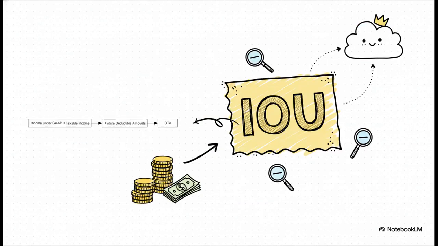And then you have the flip side, a deferred tax asset, or DTA. This is what happens when a company pays more in cash taxes today than its income statement would imply. Maybe they got paid up front for a big project. That cash might be taxable this year, but for accounting purposes, they haven't earned it yet. So in a way, they've prepaid their taxes. A DTA is like an IOU from the government. It's a future tax deduction they've already got in the bank.